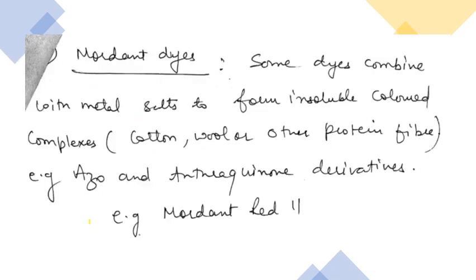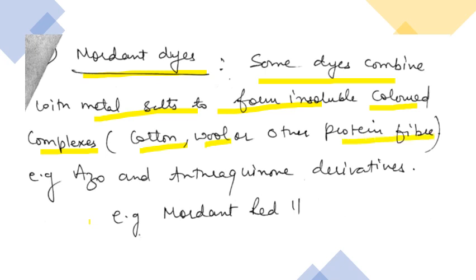The next class is the modern dyes. What are modern dyes? Some of the dyes combine with metal salts to form insoluble colored complexes. These are the reactive products that act as a dye. When they react with the metal salts, they form insoluble colored complexes which are used as a dye for dyeing cotton, wool, as well as other protein fibers.